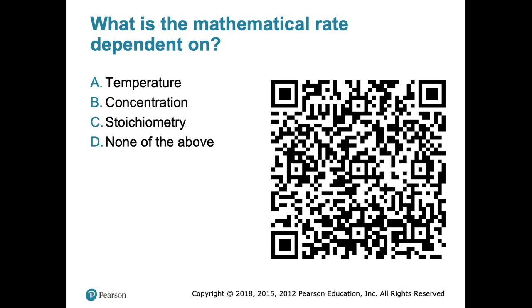All right, so looking at the answers, good job. The vast majority of you got that one right. The answer is, in fact, stoichiometry. Stoichiometry is what we depend the mathematical rate on because stoichiometry is what? The coefficients, right? And those coefficients literally go straight into the rate equation.